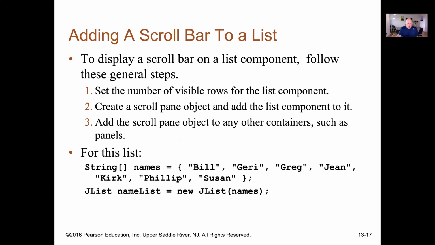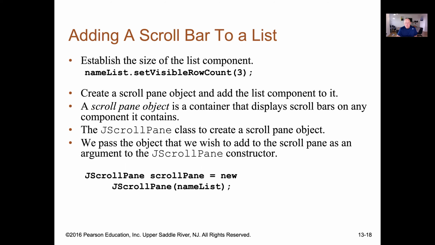So how do you display a scroll bar? You set the number of visible rows for the list component. You create a scroll pane object and add the list to it. And you add the scroll pane object to any container, such as panels. So this is how you add a scroll bar to a list, and you establish the size of the list component. Use the JScrollPane class to create a scroll pane object.